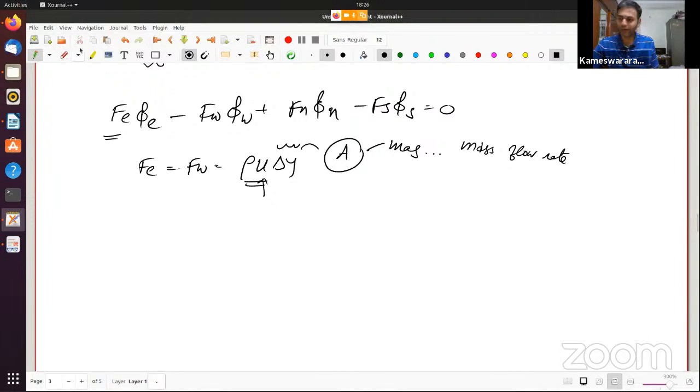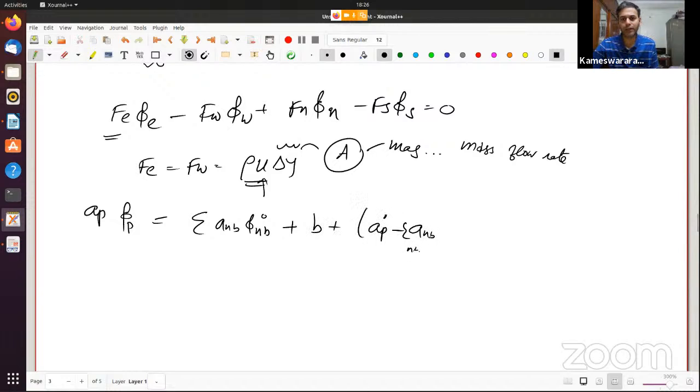essentially what we have is AP phi P equals sigma A_nb phi_nb plus b term plus (AP0 minus sigma A_nb) times phi P0. That's what we have. So we said this is for an explicit scheme. Now, if all the coefficients are positive, then phi P is bounded by the neighbors and phi P0.